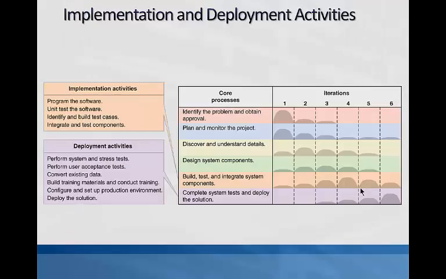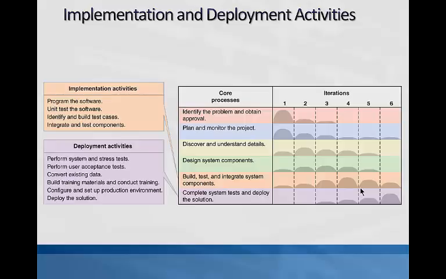In this figure, we see the detailed activities of Core Process 5 and 6. Core Process 5 consists of 4 major activities: program the software, unit test the software, identify and build test cases, integrate and test components. As you can see, 3 of these activities have to do with testing, which we will discuss in this video.